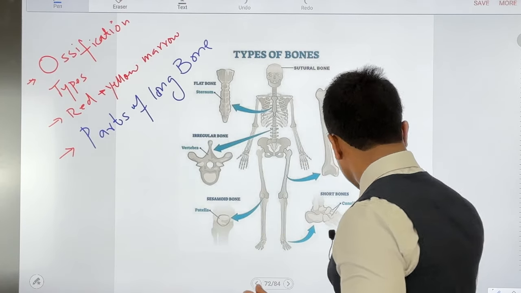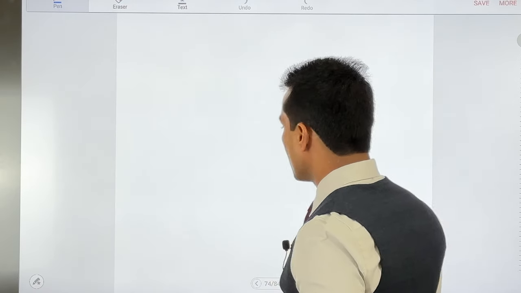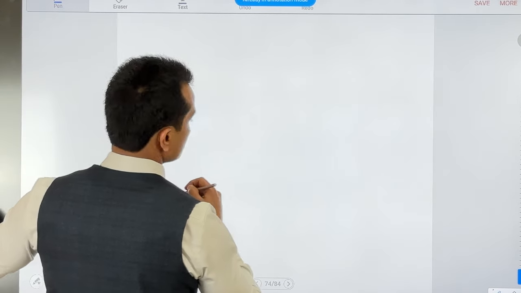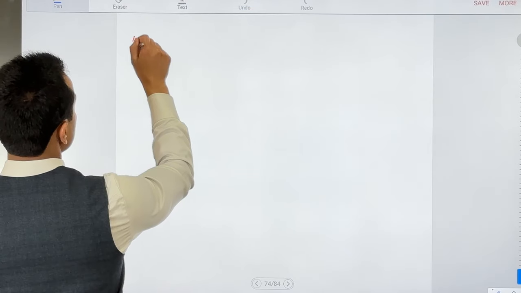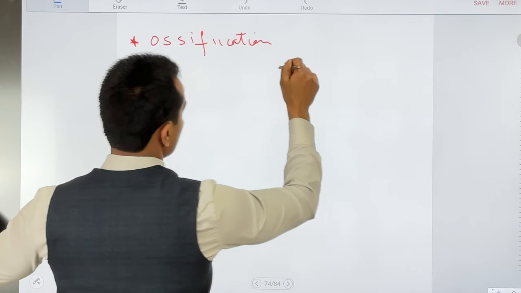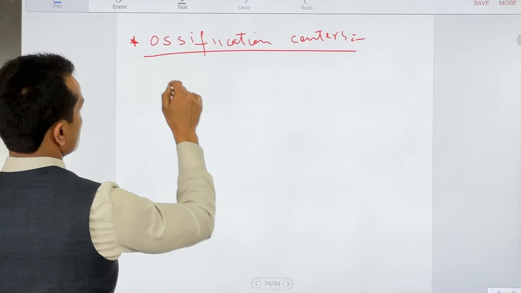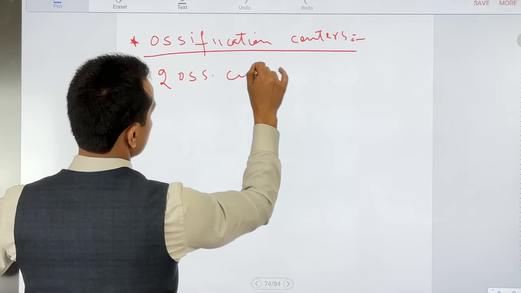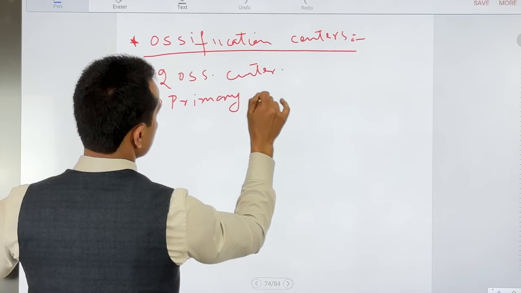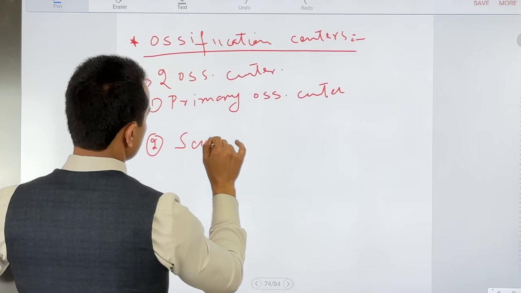How many ossification centers are there? Remember, there are two ossification centers. So let me write, please, and you will make your notes also. One is the primary ossification center, and the other is the secondary ossification center.